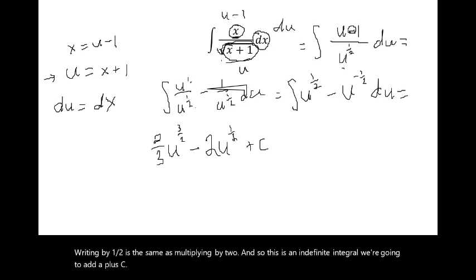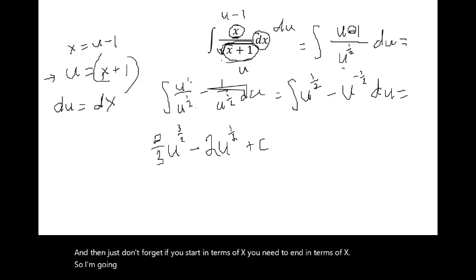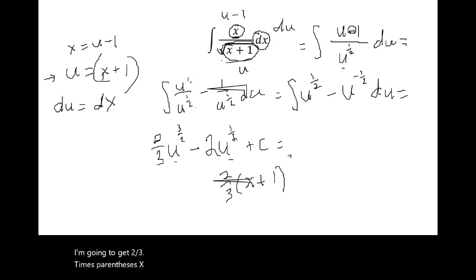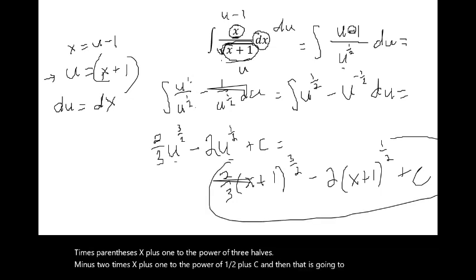And then just don't forget, if you start in terms of x, you need to end in terms of x. So I'm going to substitute x plus 1 with parentheses around it back in for each of these u's. So I'm going to get 2/3 times parentheses x plus 1 to the power of 3/2 minus 2 times x plus 1 to the power of 1/2 plus c. And then that is going to be my final answer.